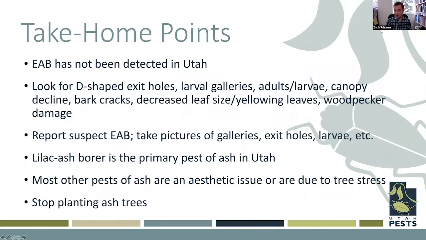So just for some take-home points, just some reminders here. Emerald ash borer has not been detected here in Utah yet. You want to look for those D-shaped exit holes and larval galleries after you're seeing some of those symptoms. If you see some other things like cracks in the bark or woodpecker damage, this could be a sign that something is boring in your tree and you might want to get it checked out or scout for emerald ash borer. We do still recommend reporting suspected emerald ash borer to Utah Department of Agriculture and Food or to the Plant Pest Diagnostic Lab, which again, I'll have my email up here shortly.